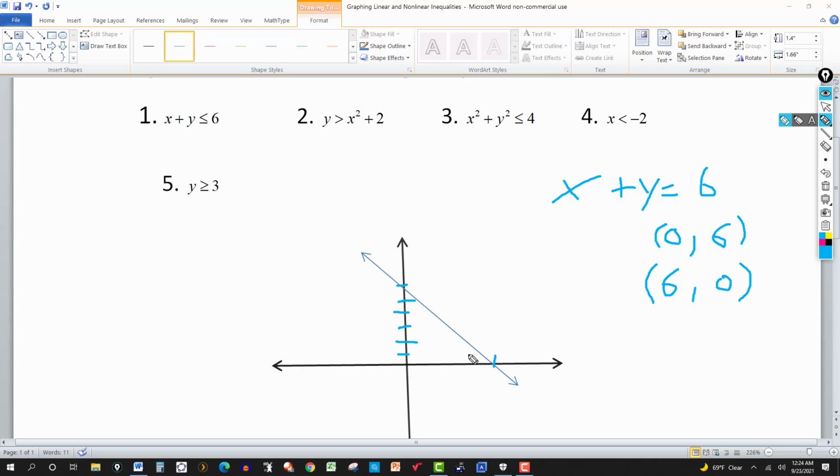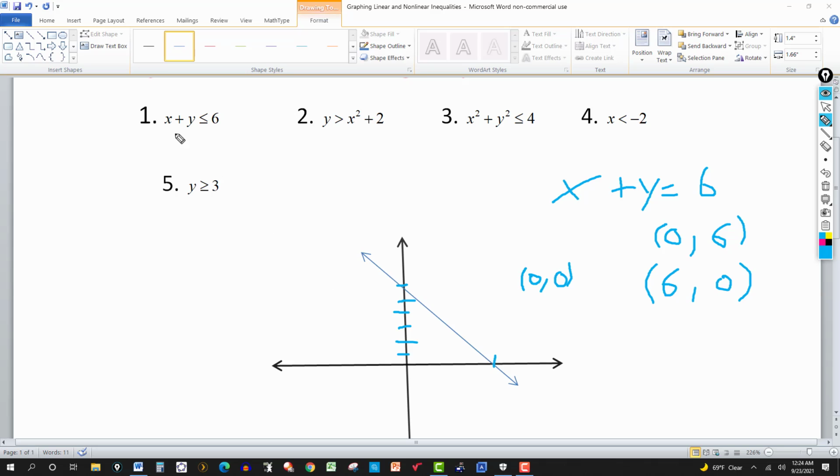Pick any point that is not in the line. So you notice that it could be above the line, or it could be on this side. So you can see 0, 1, it's not in the line. 0, 2, it's not in the line. 1, 0, it's not in the line. So any of those points would work, or you can pick a point over here. So I'm going to say my test point here is going to be 0, 0. And that point is below the line.